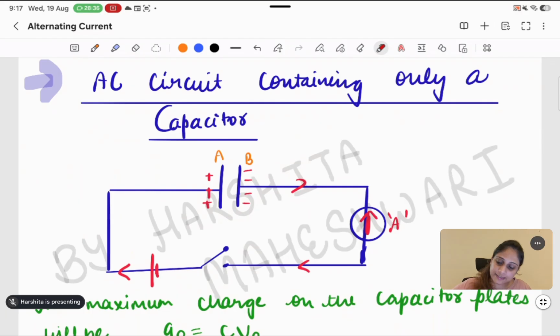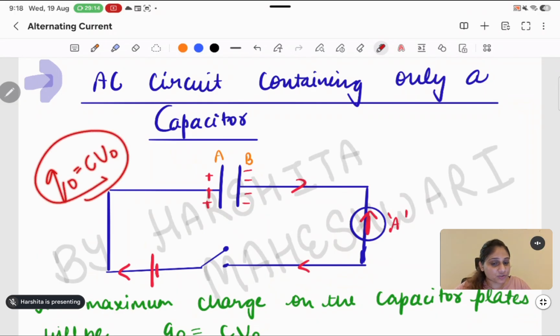Now we can say that the potential difference across the plates A and B should become equal to the potential difference across the terminals of the battery. As soon as this happens, the charging of the capacitor stops because equilibrium is now reached. During the capacitor being charged, the electric current flowing from here does not flow through the rest of the circuit, because there is a momentary deflection in the ammeter. So the maximum charge that the capacitor plates will have is Q naught equal to C into V naught. And as soon as it is reached, the capacitor stops the flow of DC current.